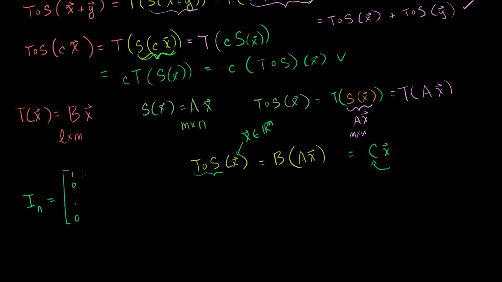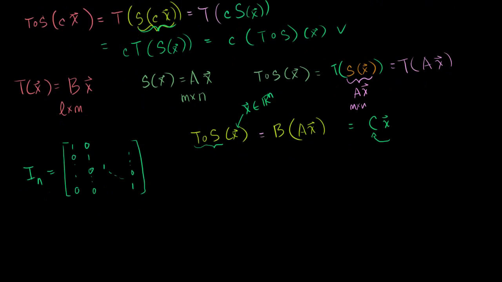It's going to be an n by n matrix, with zeros and ones all the way down. The ones go down the diagonal, and everything else is 0. We've seen this multiple times. That's what your identity matrix looks like, just ones from the top left to the bottom right.